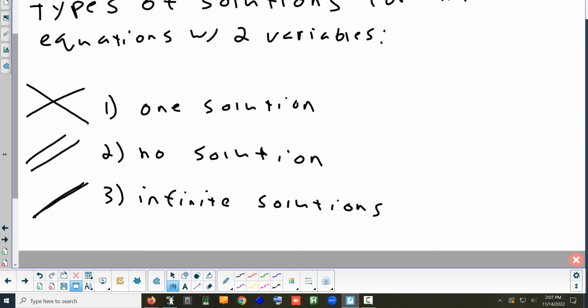So they cross in one spot. They're parallel to each other, so they don't cross at all. Or they're basically the exact same line. So there's infinite solutions because you're just drawing two lines right on top of each other.